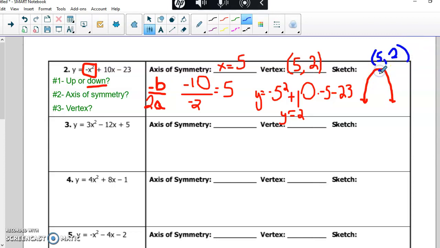And my axis of symmetry, I'm just going to draw that dotted line, cutting my parabola in half. That axis of symmetry is at my point where x equals 5.